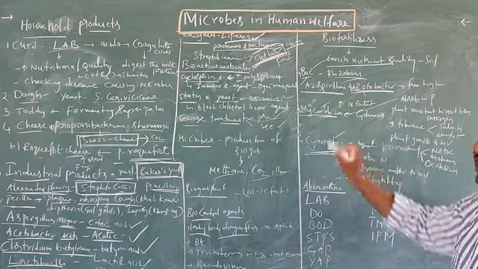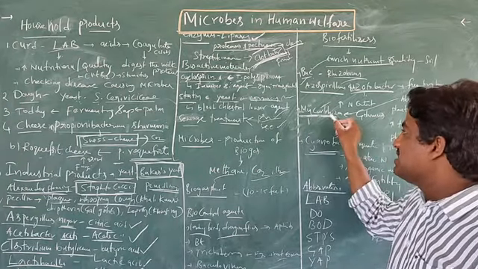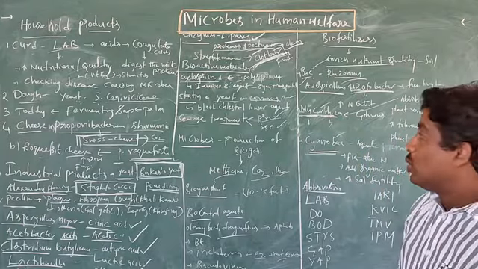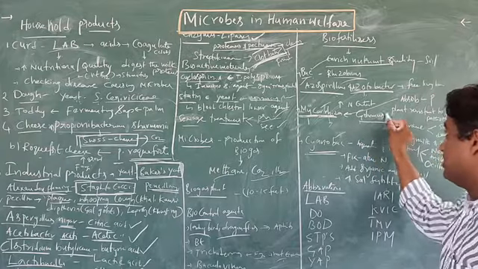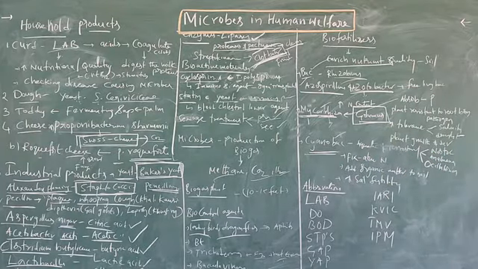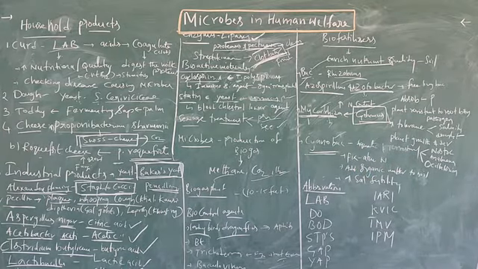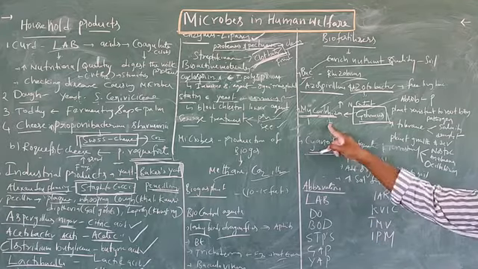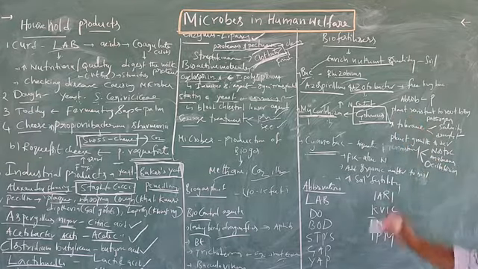Next, mycorrhiza. What is meant by mycorrhiza? Myco means fungi, rhiza means root. Some members of mycorrhiza, for example, are glomus. So what are the main functions of mycorrhiza? Mycorrhiza absorbs phosphorus, and the absorbed phosphorus is supplied to the plants.